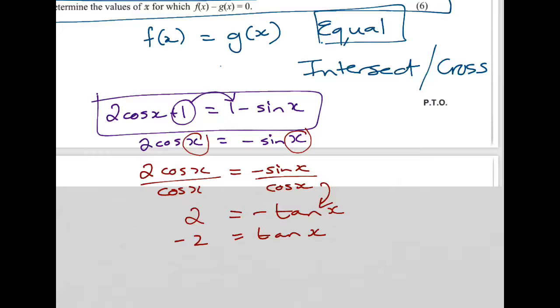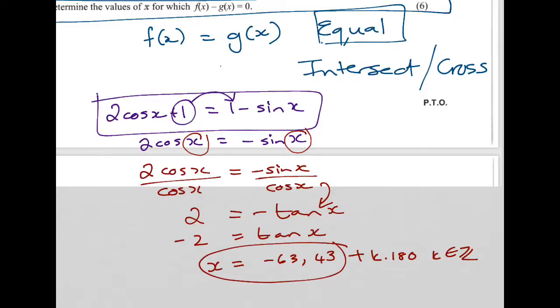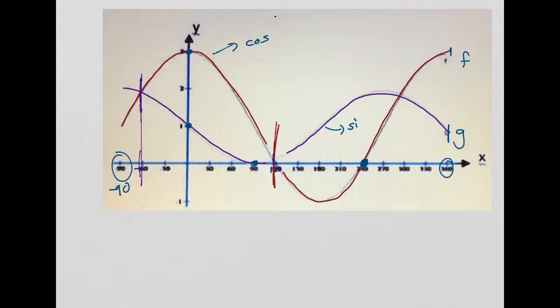Alright, so in your calculator, you're going to say shift tan of negative 2, and it gets you negative 63,43 degrees. Because we've dropped the tan, we have to say plus k 180. K is an element of integers. So the first point that it's intersecting is going to be at x is negative 63,43. Then it's going to intersect if we move another 180 degrees backwards into the negative, or 180 degrees forward. So if we go back to the diagram, we can see that this point over there must be 180 degrees from the negative 63,43. So that's our first point of intersection.